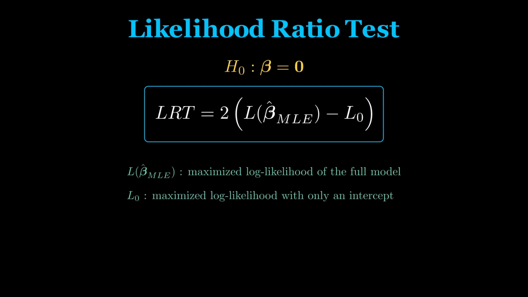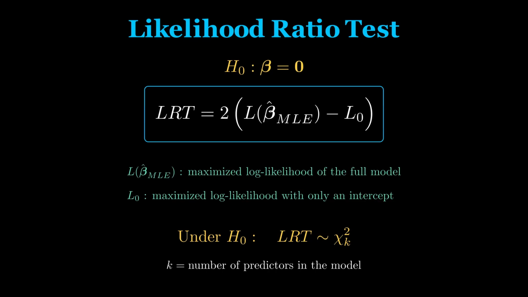L of beta hat is the maximized log likelihood of the full model, and L0 is the maximized log likelihood with only an intercept term. Under the null hypothesis, this statistic follows a chi-square distribution with k degrees of freedom, where k is the number of predictors in the model. A large LRT value means the predictors improve the fit enough to reject the null hypothesis.